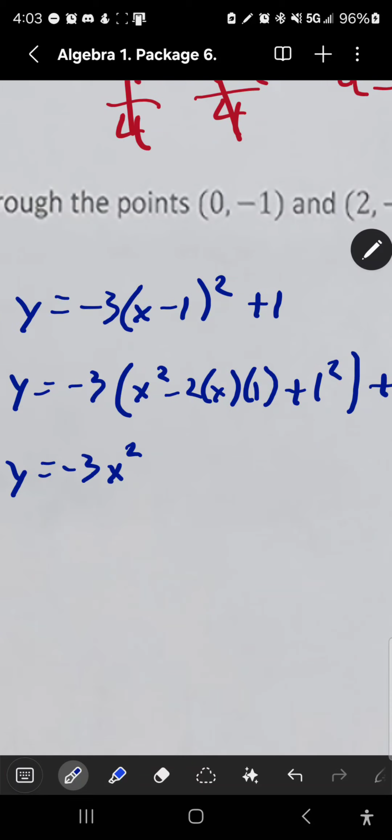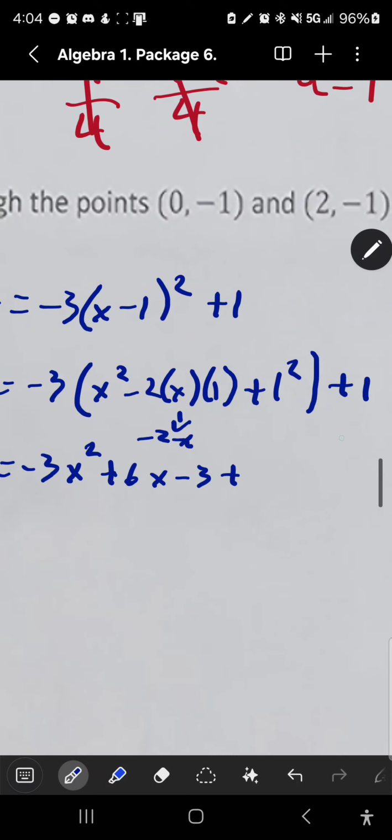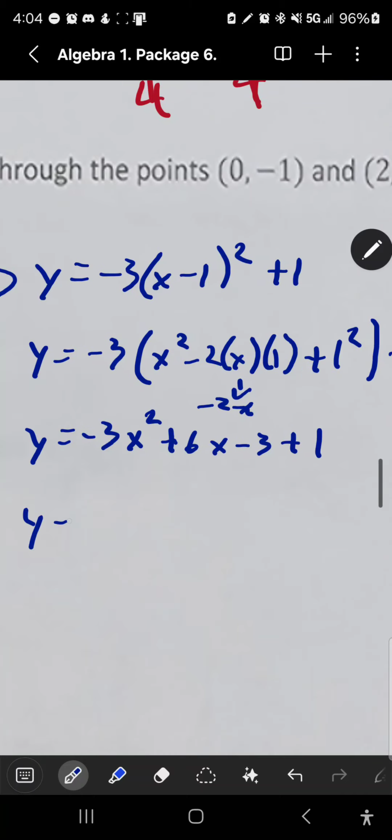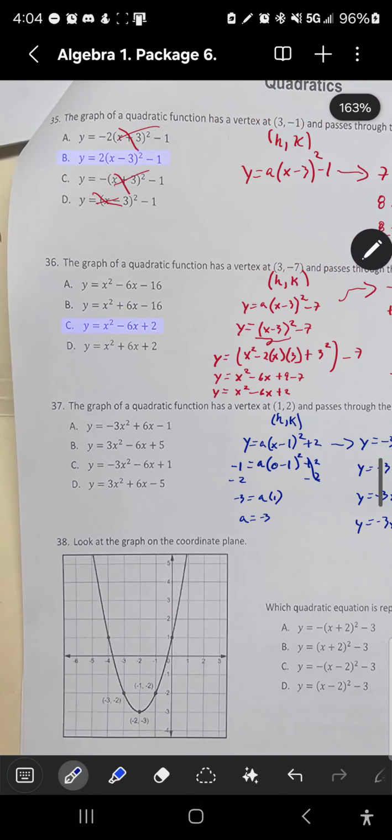Now this negative 2x times 1 is just negative 2x. Now negative 3 times negative 2x is plus 6x. And then 1 squared is just 1, so negative 3 times 1 is negative 3. And then plus 1, because we have the plus 1 at the end. So y equals negative 3x squared plus 6x, negative 3 plus 1, so negative 2. And I must have done something wrong.